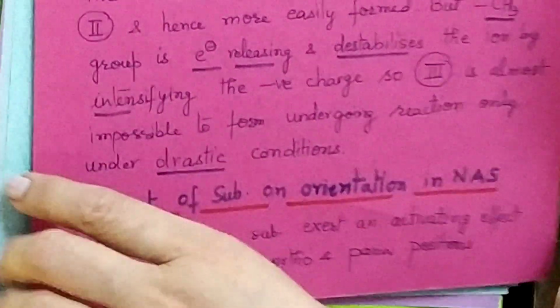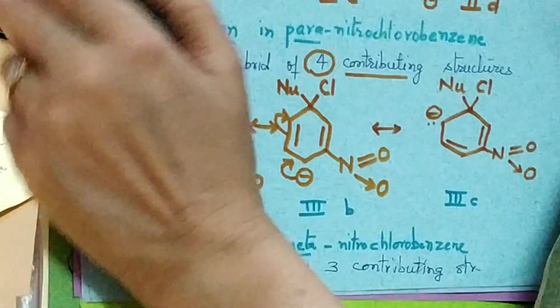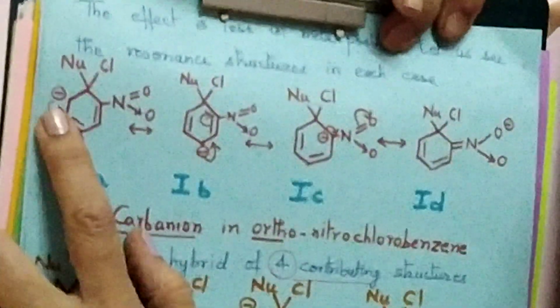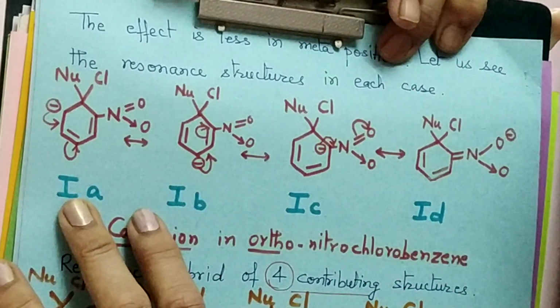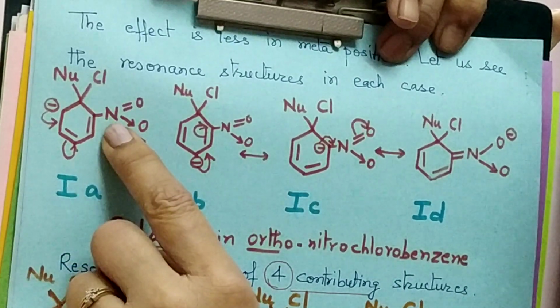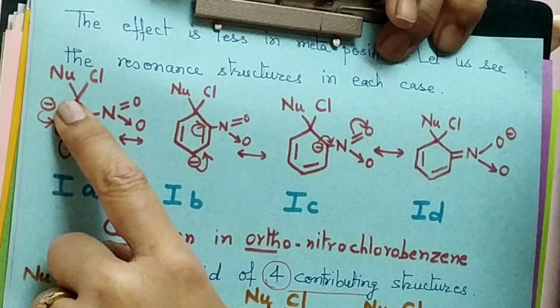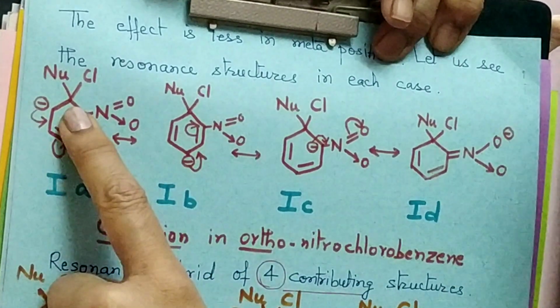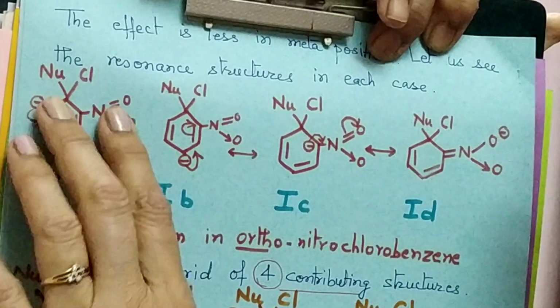Let us see why this happens, and that can be seen by writing the various resonating structures. I am going to show you the resonating structures in each case. In the first case, look at this structure very carefully. The carbanion I have written is with orthonitro-chlorobenzene. The molecule is orthonitro-chlorobenzene.